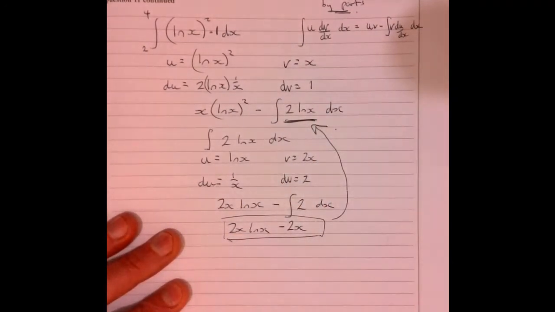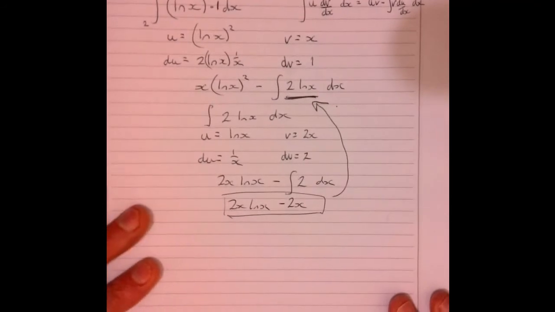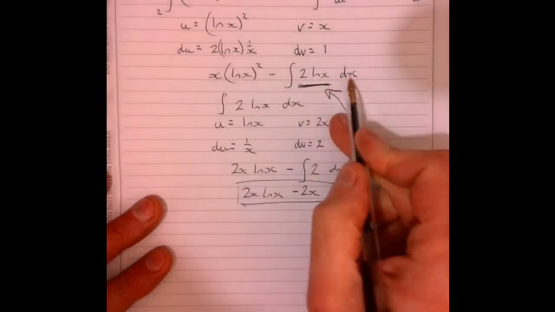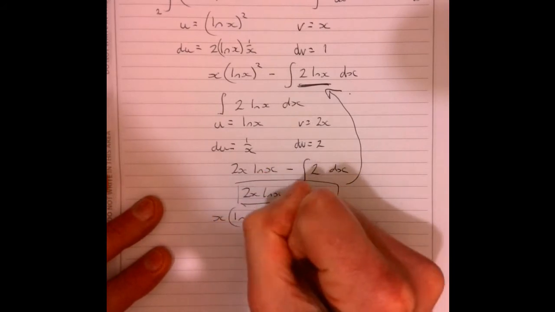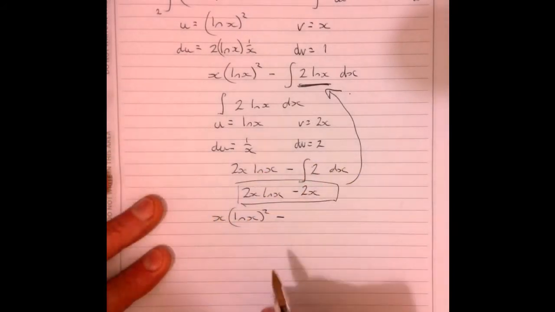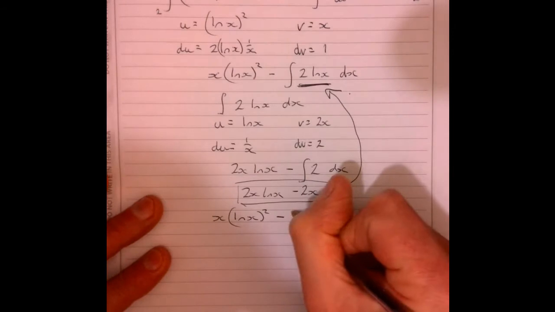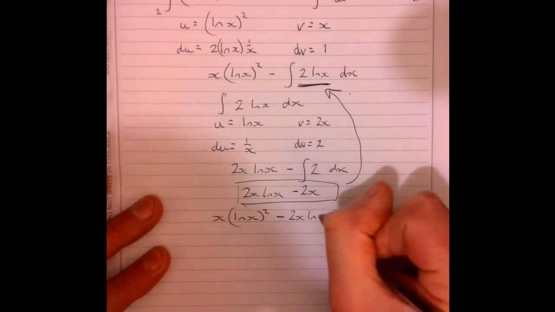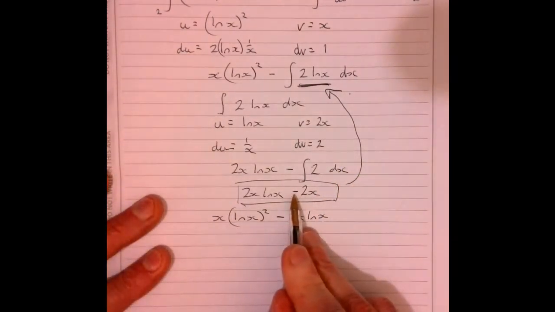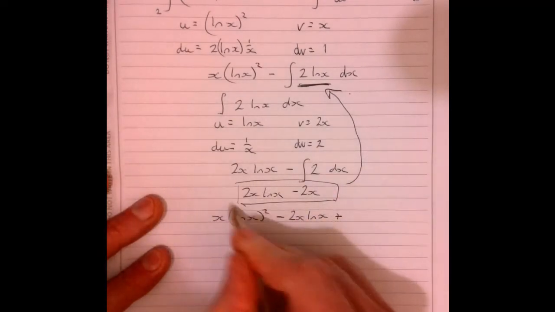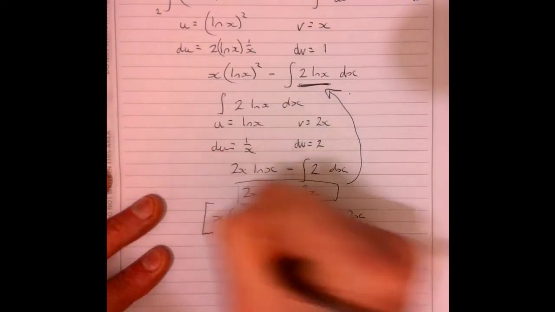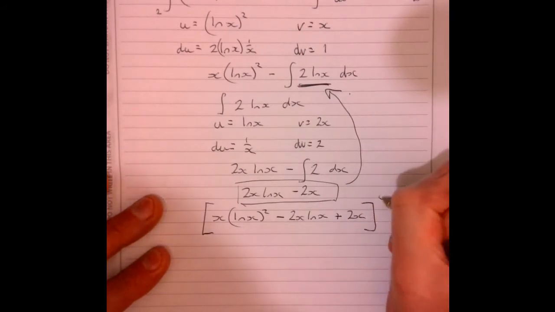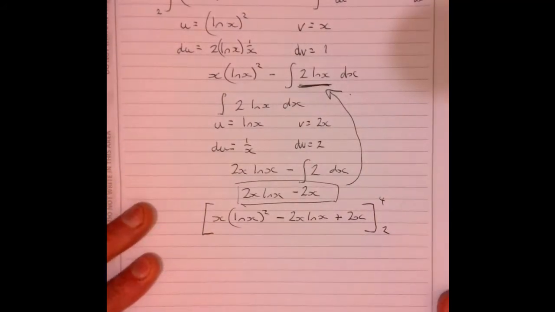So now that goes up there. We're going to rewrite where we are, so let's write out our line. What have we got? We've got x ln x squared, take away this. Now just be careful, it's very easy to make a mistake here. That should be a plus, shouldn't it? Because it's take away all of this. That's going to be plus 2x. Now remember, it's between the limits of 4 and 2.